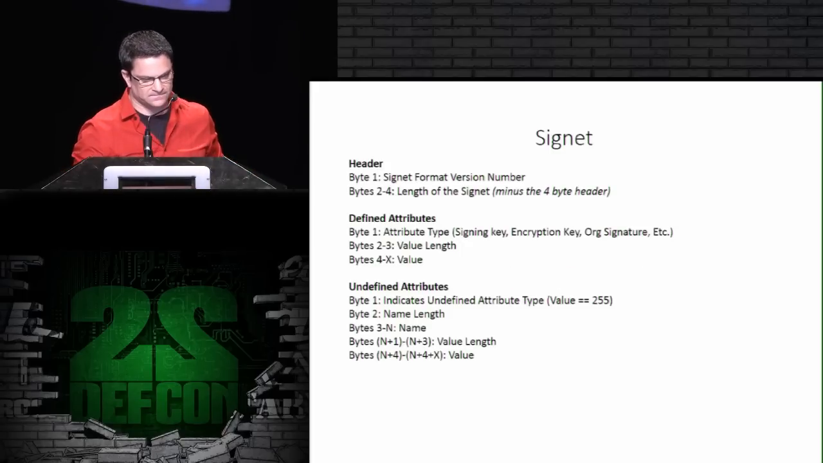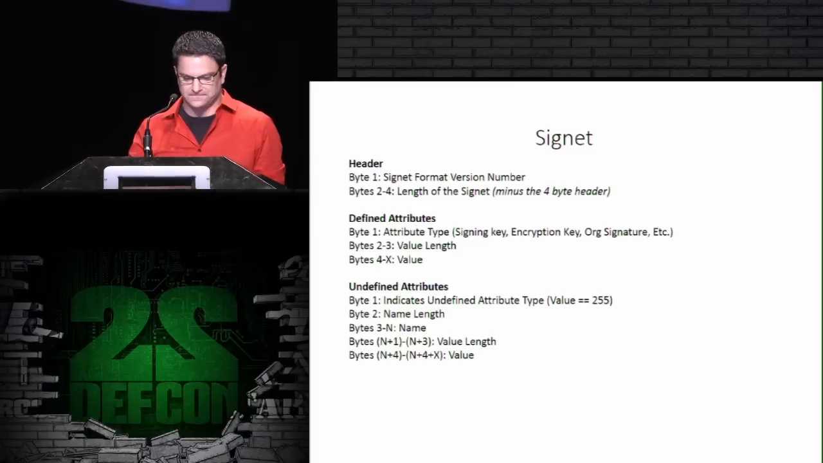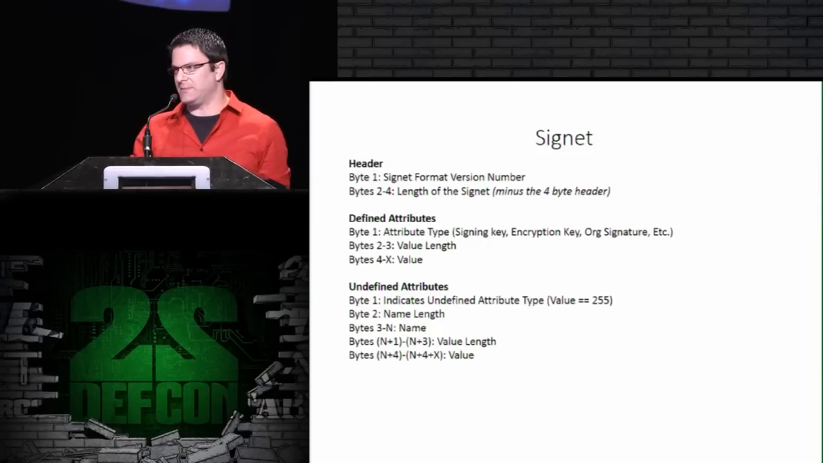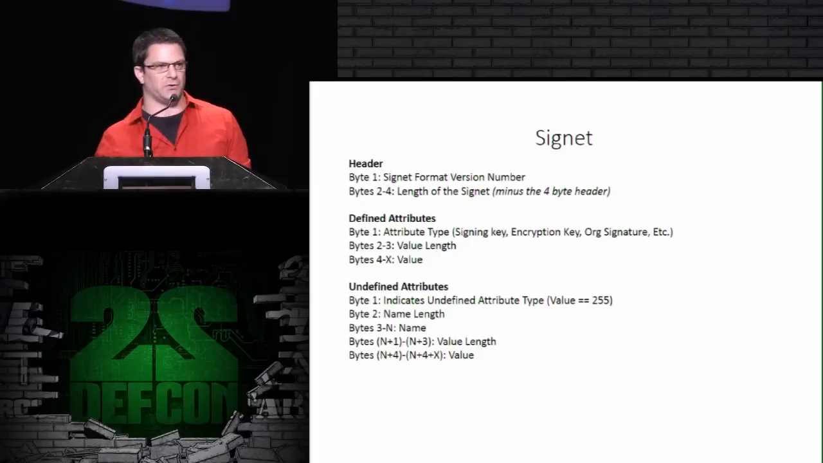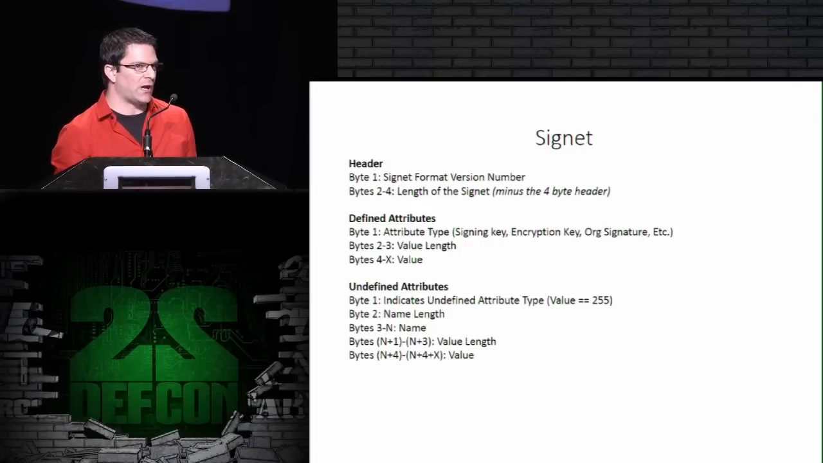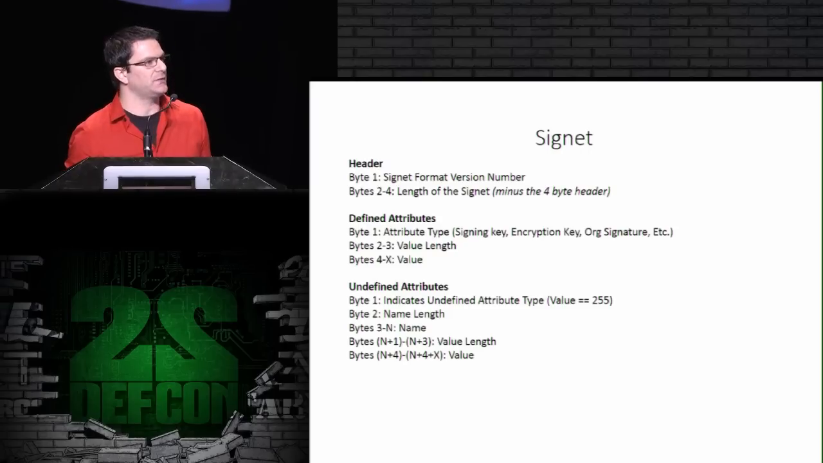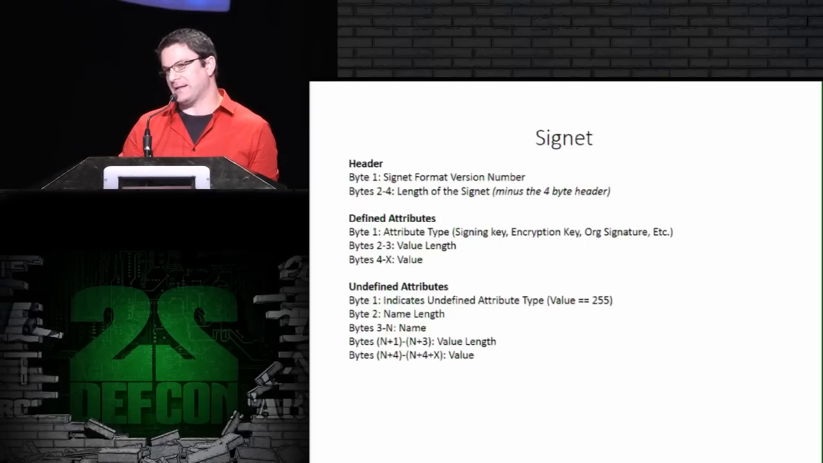What is a signet? Looks a little bit like this. It's a relatively simple format. You've got a 4-byte header that tells you the version. 3 of those bytes determine the length. You have defined attributes. Still trying to come up with exactly what that list of defined attributes is going to be. We know a few of them: your signing key, your encryption key, your user signature, your org signature, your photo, your name, maybe your website address, your telephone number, your address. But we're not going to be able to think of everything. So we leave open the possibility of creating undefined attributes, where you actually provide the name of the attribute and the value.